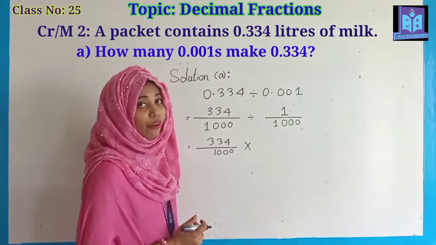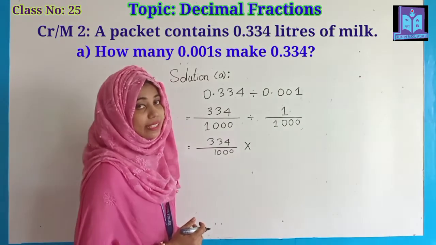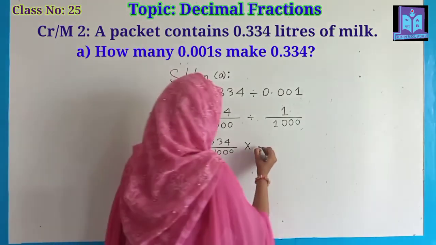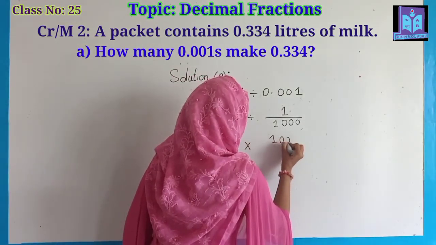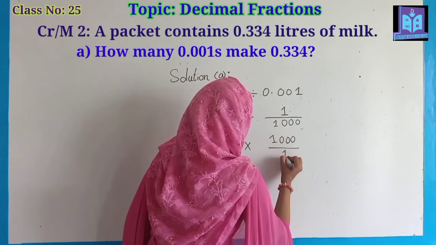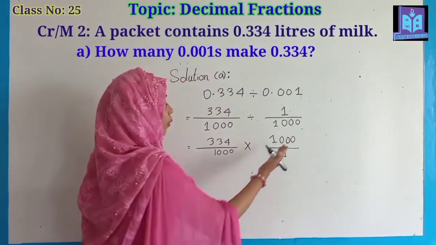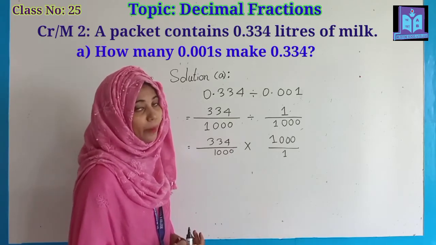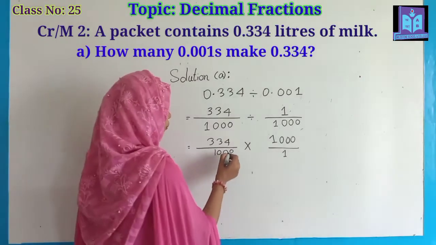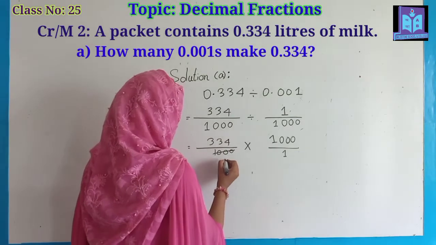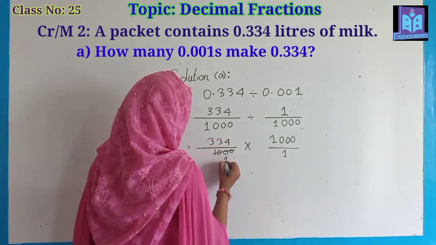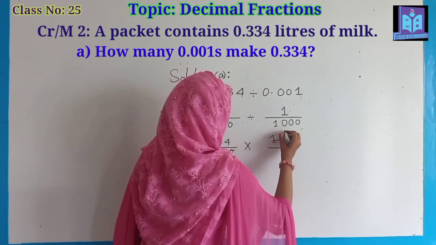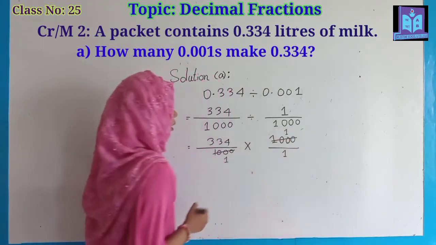This fraction converts into its reciprocal fraction. So what is the reciprocal fraction? Yes, 1000 by 1. Numerator 1000, denominator 1000. Both numbers you can divide by 1000. So 1000 divided by 1000, that means the quotient is 1. 1000 divided by 1000, the quotient is also 1.